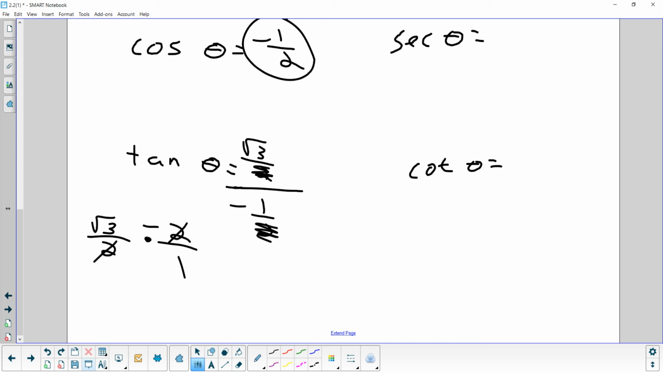So all I'm left with is square root of 3 divided by a negative 1. Okay, well, positive divided by negative is negative. And if I just have a denominator of 1, I don't have to put that. And that's my final answer. Any question on how we got that?